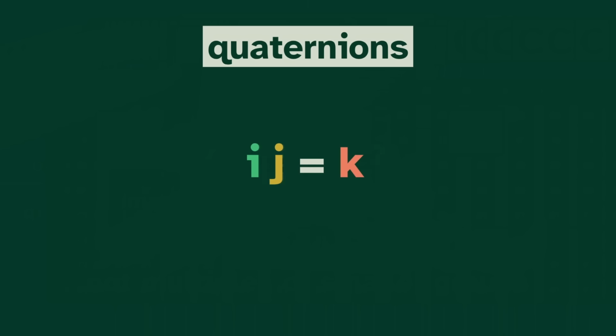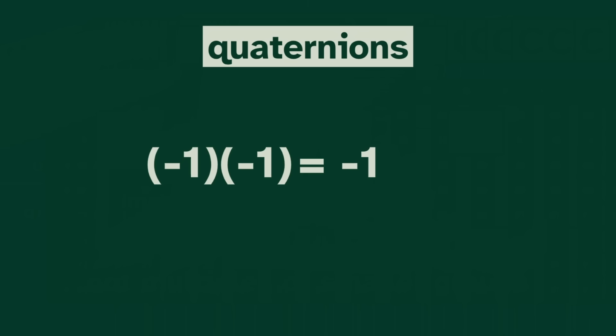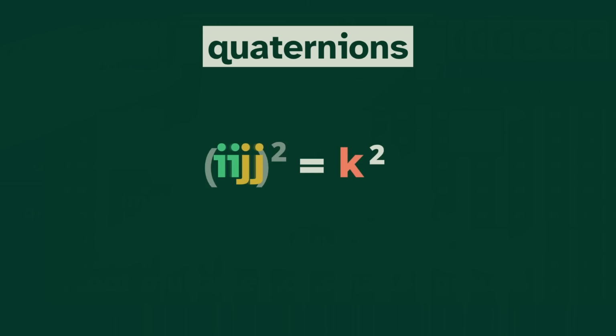Why? Well, let's square both sides and rearrange the left. Then we get i squared, j squared, and k squared. Each of these is -1. So then the left side equals 1. Wait, what? 1 is not -1. What did you do? I don't know. You didn't do anything wrong. It was me when I rearranged.